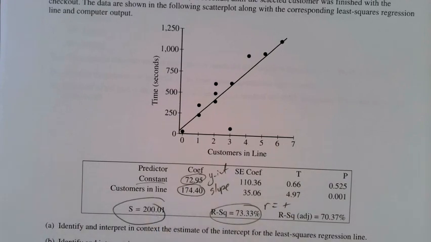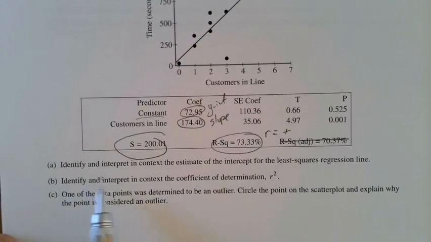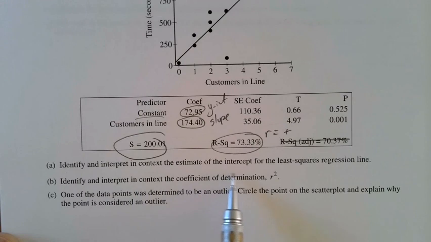S is the square root of the residuals. We'll never use that. This is the standard error of each of these statistics. This is my t-value when I take a t-test. This is my p-value if I run a significance test against these values compared to 0. Okay, so part A, and that's a lot more than I need to know, but part A: identify and interpret in context the estimate of the intercept for the least squares regression line.